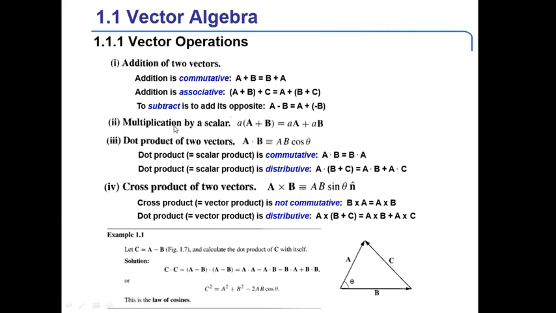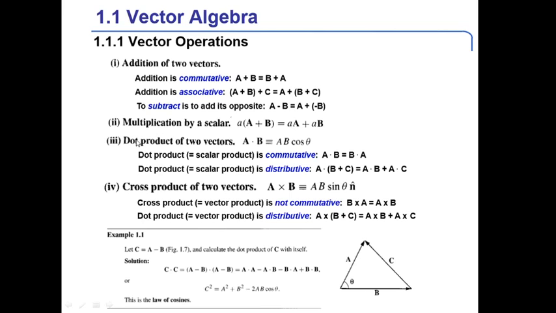In case of a multiplication, we do have the scalar product, and that is a scalar quantity multiplying on a summation of, let us say over here we have taken an example, a summation of A plus B, then this will be distributive, and therefore scalar quantity A will be multiplying with the vector A, and scalar quantity A is also multiplying with this one.